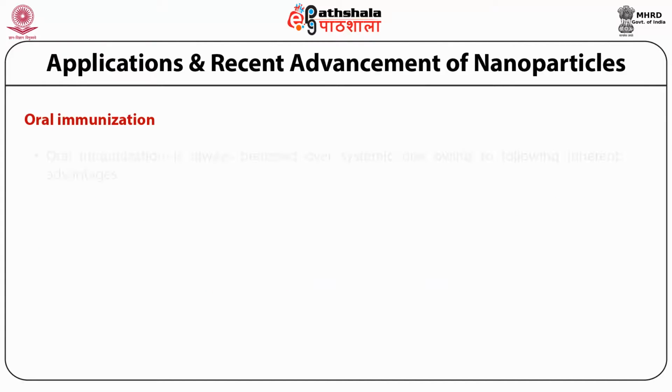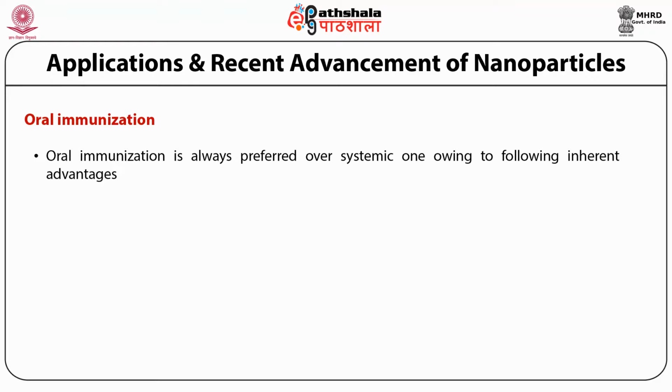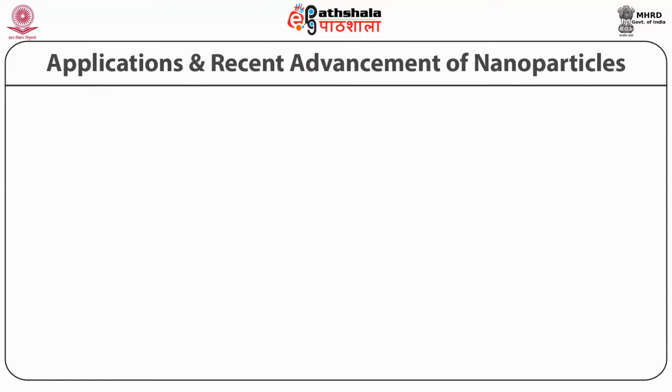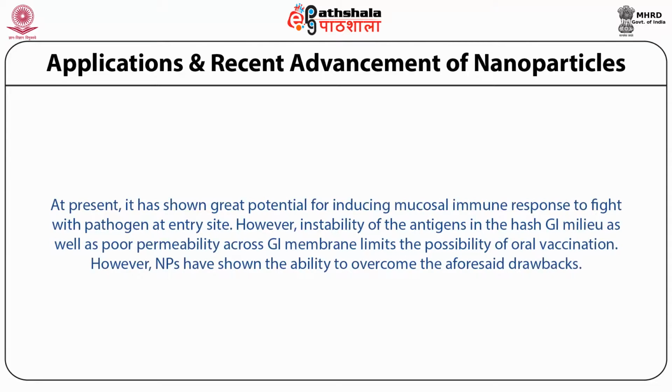Oral immunization. Oral immunization is always preferred over systemic one owing to the following inherent advantages. That is, enhanced patient compliance, they avoid the risk of pain and trauma, they are economic, and they eliminate the risk of needle-borne infection. At present, it has shown great potential for inducing mucosal immune response to fight with pathogen at entry site. However, instability of the antigen in the harsh GI milieu as well as poor permeability across GI membrane limits the possibility of oral vaccination. However, nanoparticles have shown the ability to overcome the aforesaid drawbacks.